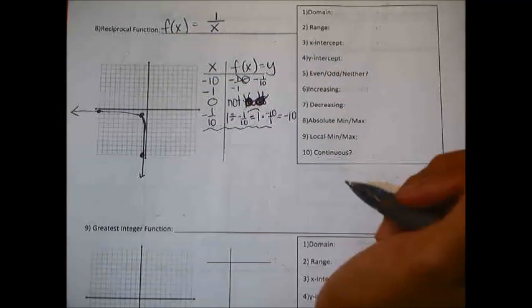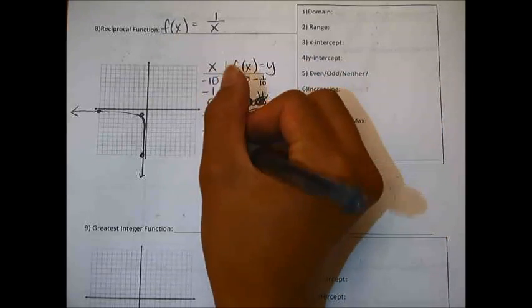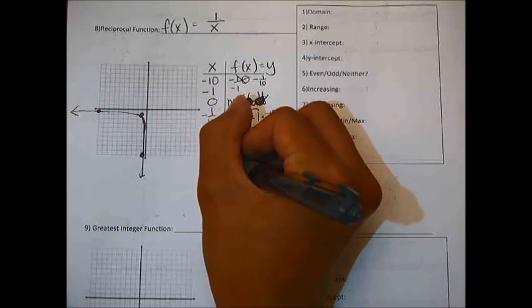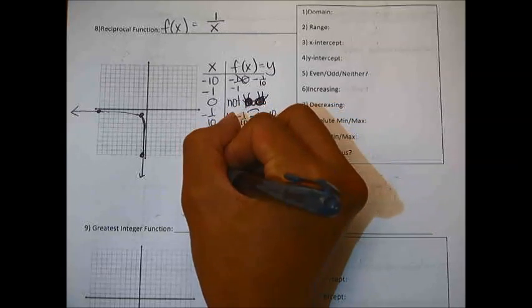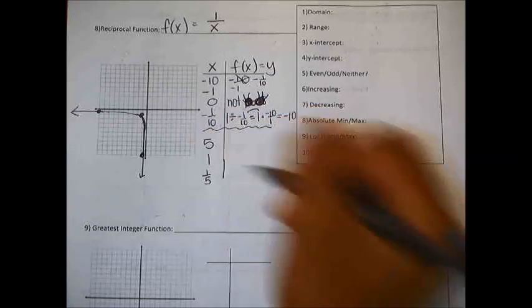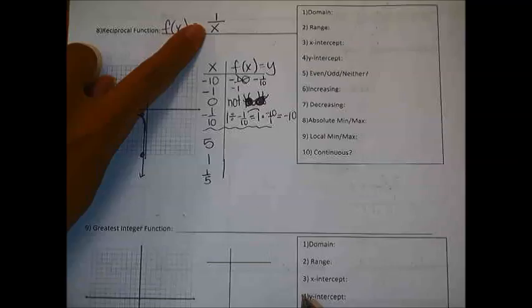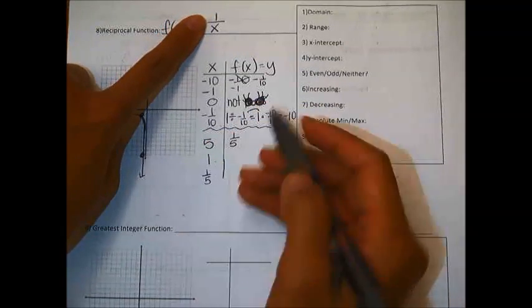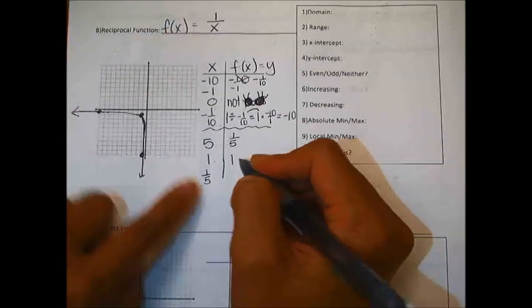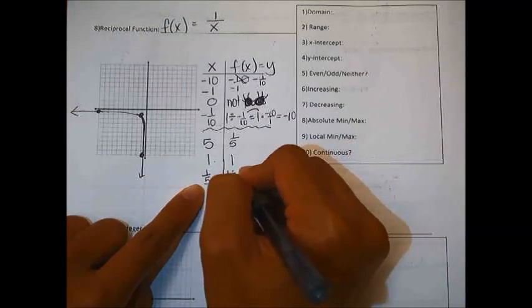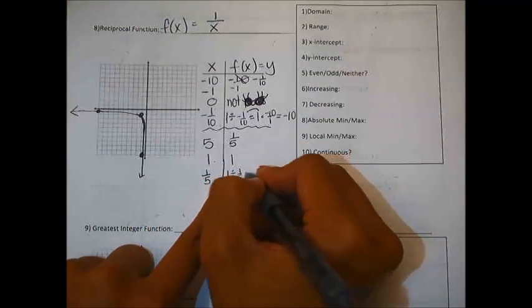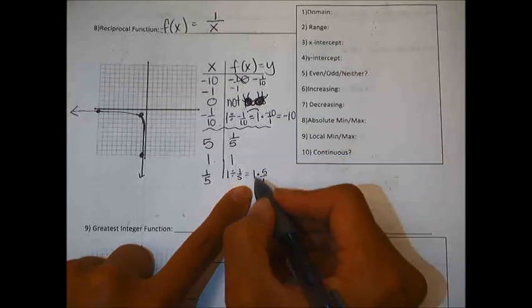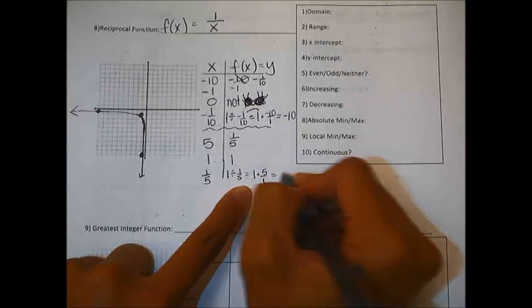What if I pick the same numbers but on the positive side? Like positive 5. How about 1 and positive 1/5? Okay. So 1 divided by 5 is 1/5. 1 divided by 1 is 1. 1 divided by 1/5. Okay? When you're dividing a fraction, you flip it. So change it to multiplication and you flip. So 1 times 5 over 1 is just going to be 5.